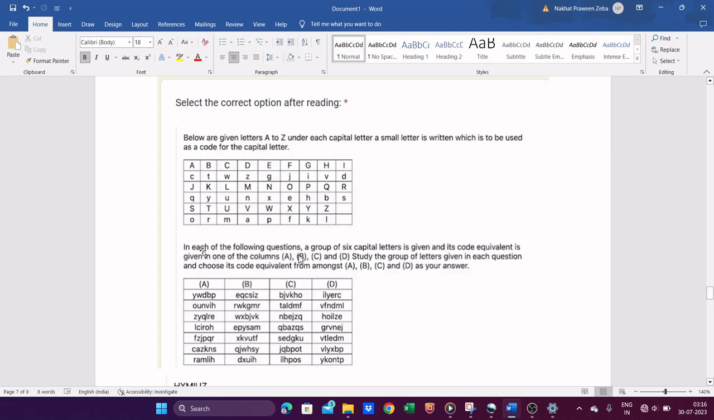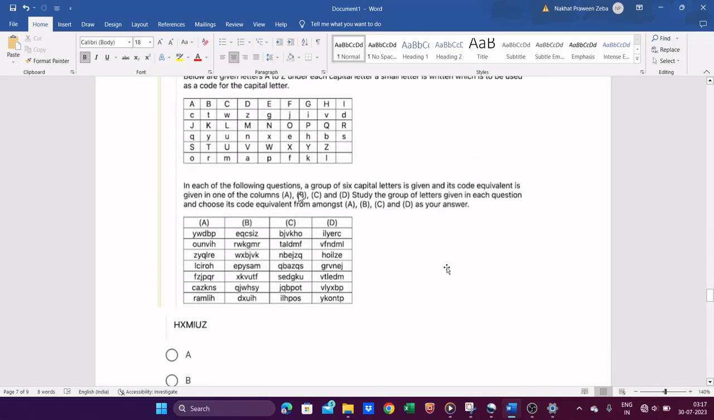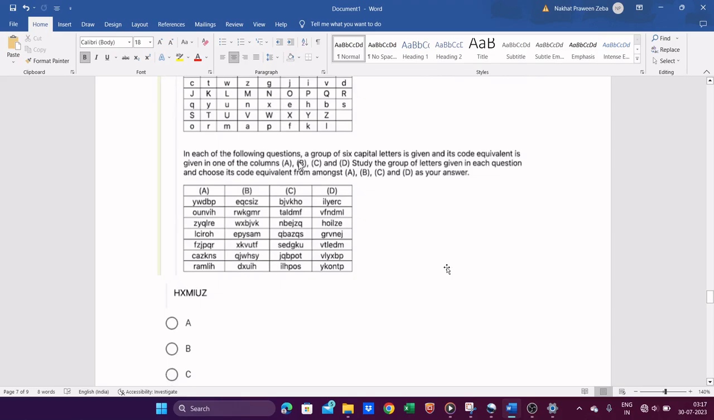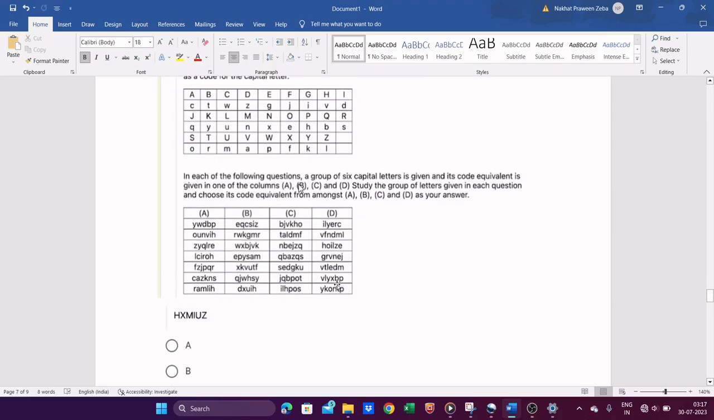Okay. Now the question is, in each of the following questions, a group of six capital letters is given and its code equivalent is given in one of the columns A, B, C and D. Now study the group of letters given in each question and choose its code equivalent from amongst A, B, C and D as your answer. So the word is given here, HXMIUZ. Now what you have to do, you need to see what is coded for capital H. Here you can see for the H it is coded as V. Now you need to see what is for the X. For X you can see F.